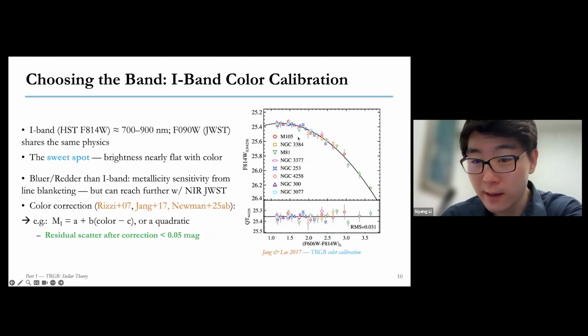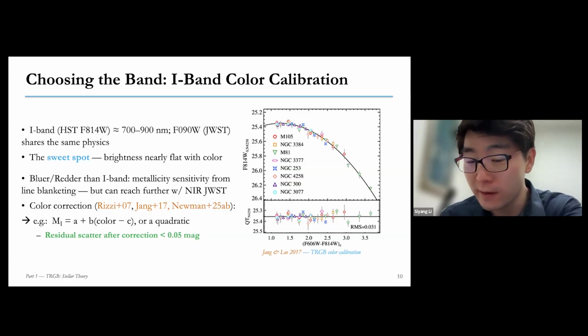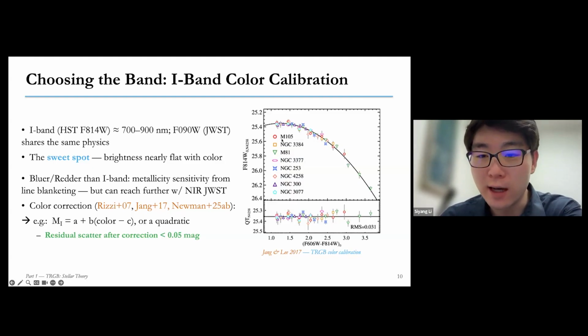Now, the Jang paper does, and other papers such as Brizzi and Newman also do see that in a certain color range in the I band, you can approximate a bluer region as relatively flat and insensitive. So that's the reason why the I band is used most commonly here. If you go to redder filters, like with JWST, F115W, for instance, F277W, this color dependence does become steeper. And the same thing for bluer wavelengths. So this I band is kind of the sweet spot to avoid a steeper color relation as shown here.